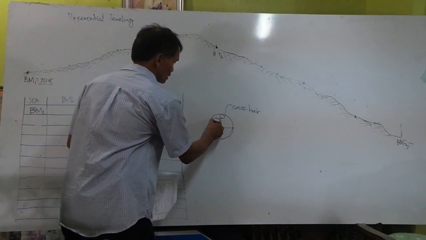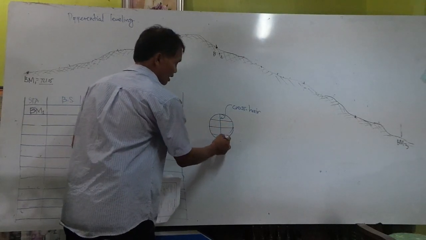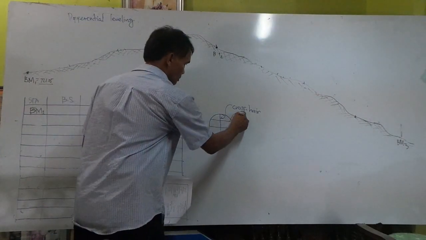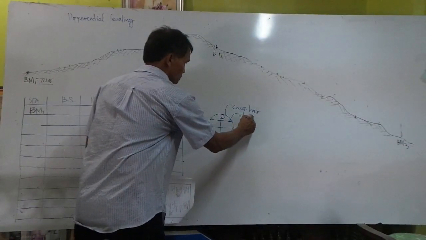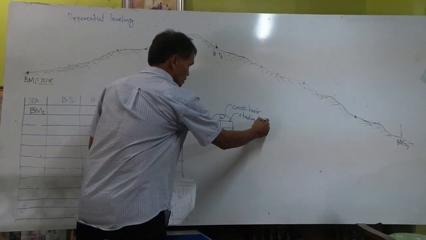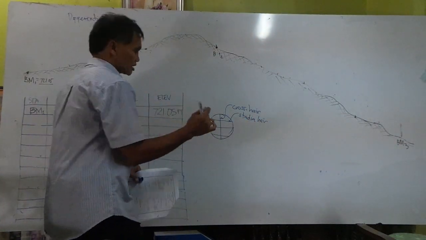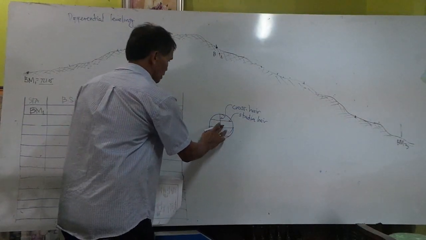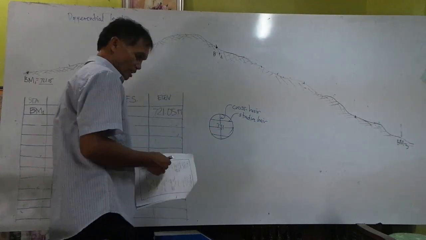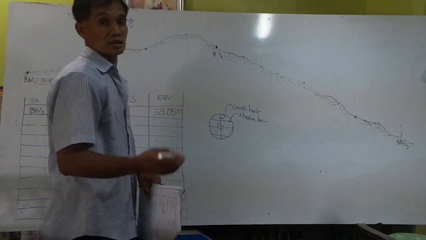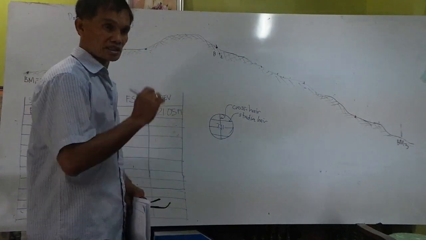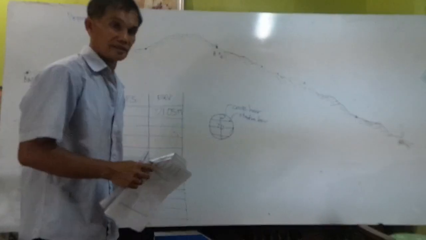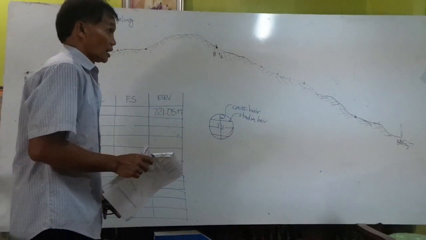Then the other hairs at the top and below the cross hair are what we call stadia hairs. The number that you can see at the cross hair, for example 7.11, is the rod reading. So the rod reading is the number you see at the cross hair when you sight a certain leveling rod.